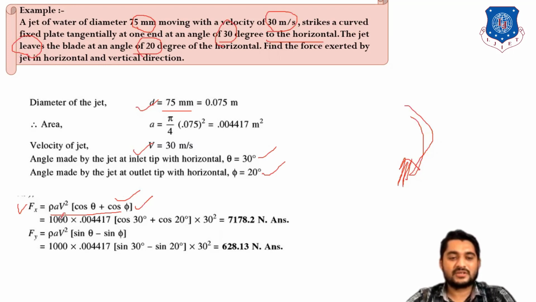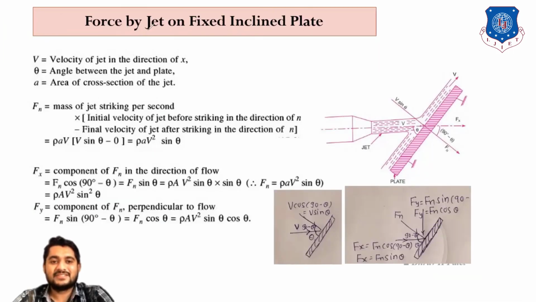Here for water, rho is 1000. Area is already calculated here. Velocity is already given, 30 square. That means cos theta plus cos phi. So Fx will be 7178.2 Newton, and our Fy will be rho a v square (sine theta minus sine phi). So that will be 628.13 Newton. Clear students? So let us derive our next theory.